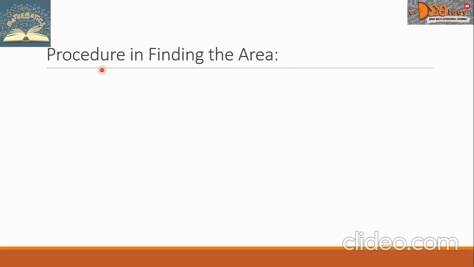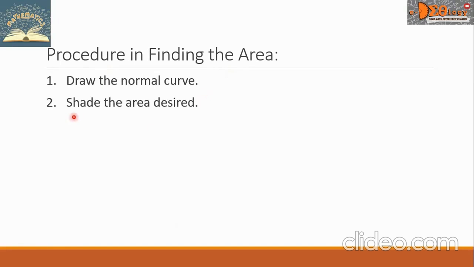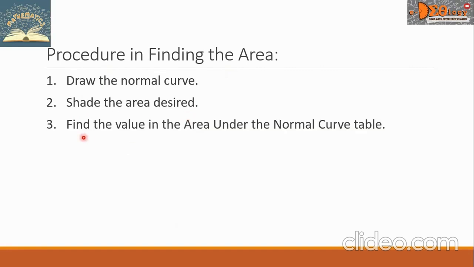Here is the procedure in finding the area. Number 1, we draw the normal curve. Second, shade the area desired. Number 3, find the value in the area under the normal curve table. Number 4, solve for the area as required.